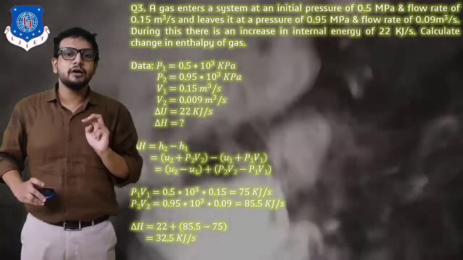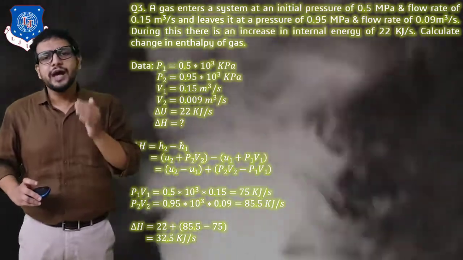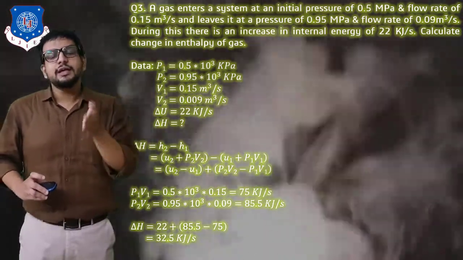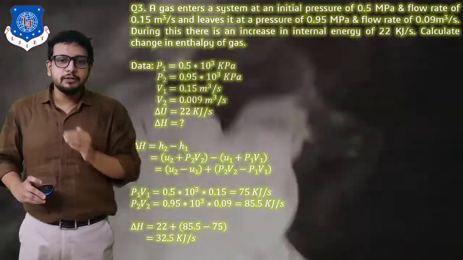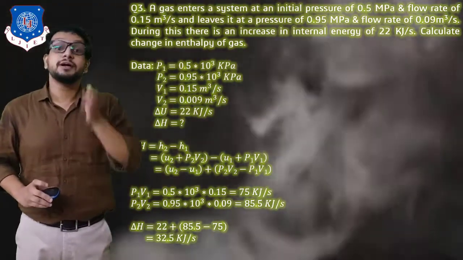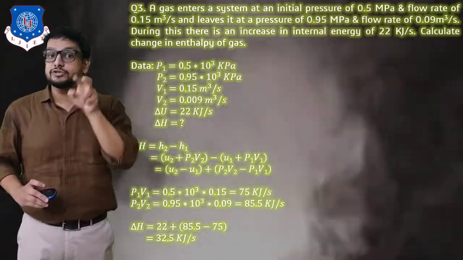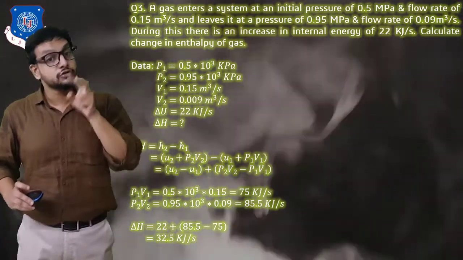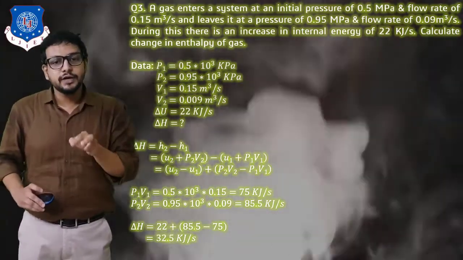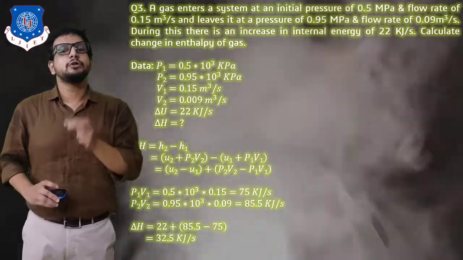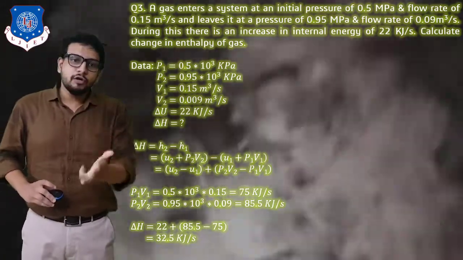While solving this, first of all we can find out P1V1 and P2V2 separately. P1V1 is equal to 0.5 into 10 raised to 3 into 0.15, so the answer of P1V1 will be 75 kilojoule per second. Remember, volume is meter cube per second, so the answer of P1V1 will also be in kilojoule per second. Similarly, we get P2V2 is equal to 85.5 kilojoule per second.